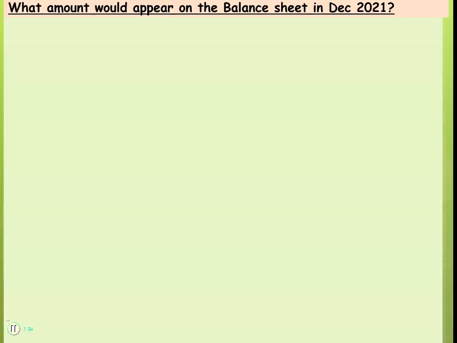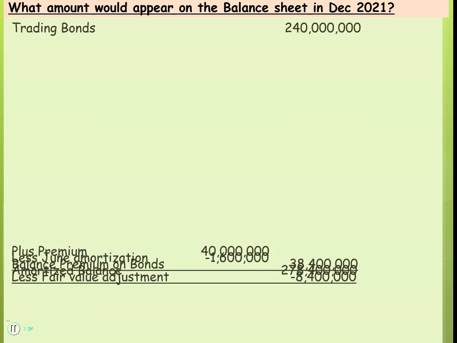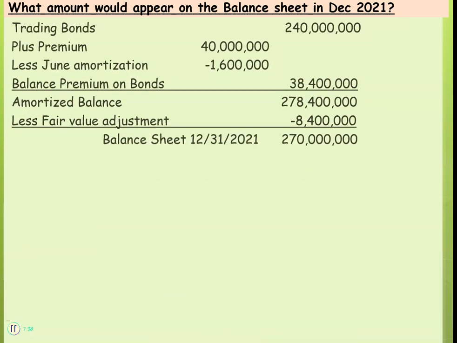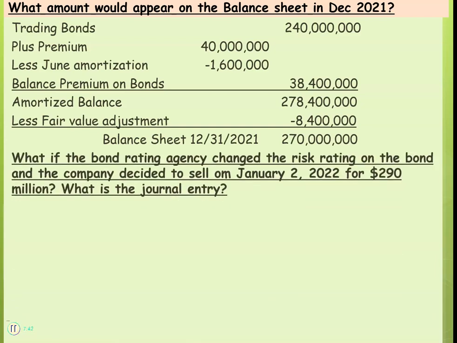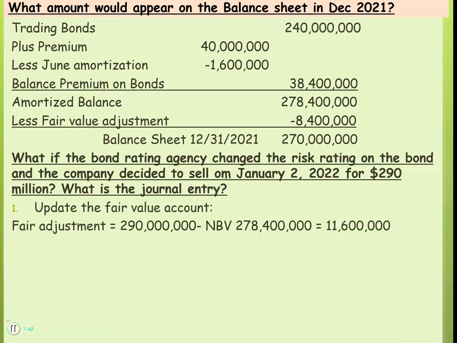Now, what would appear on the balance sheet? The $270 million. Now, what happens if we sold it? First of all, we have to update the fair value amount. What we're saying here is the fair value adjustment is 11.6.